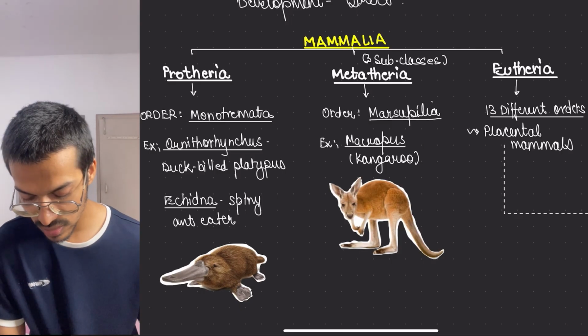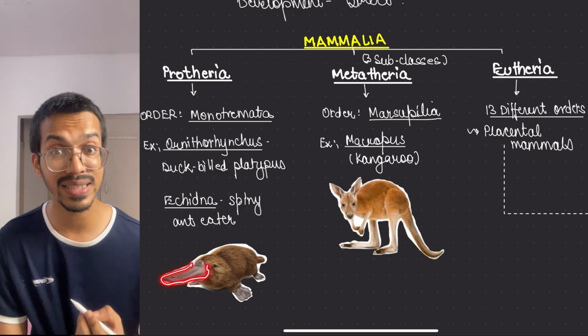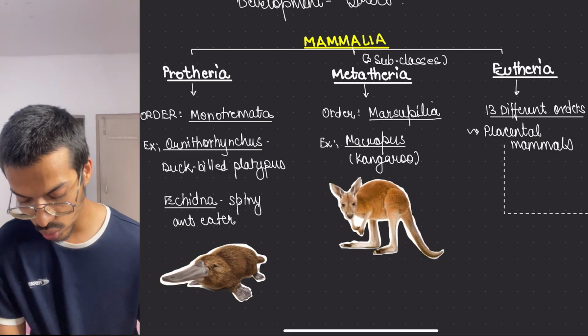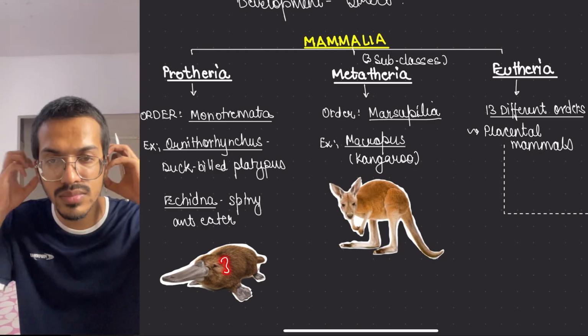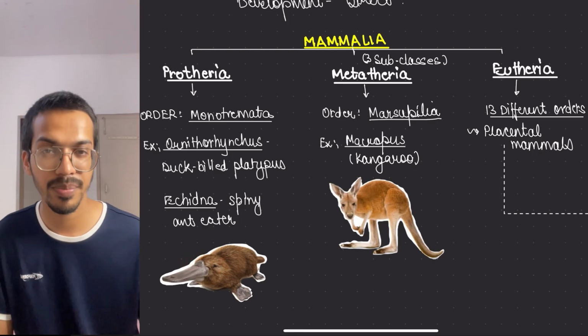Okay. Next thing is what? This duck-like bill is present in their body, with teeth over it. There are no ears present in their body. Okay. So these are certain things which are present in them.